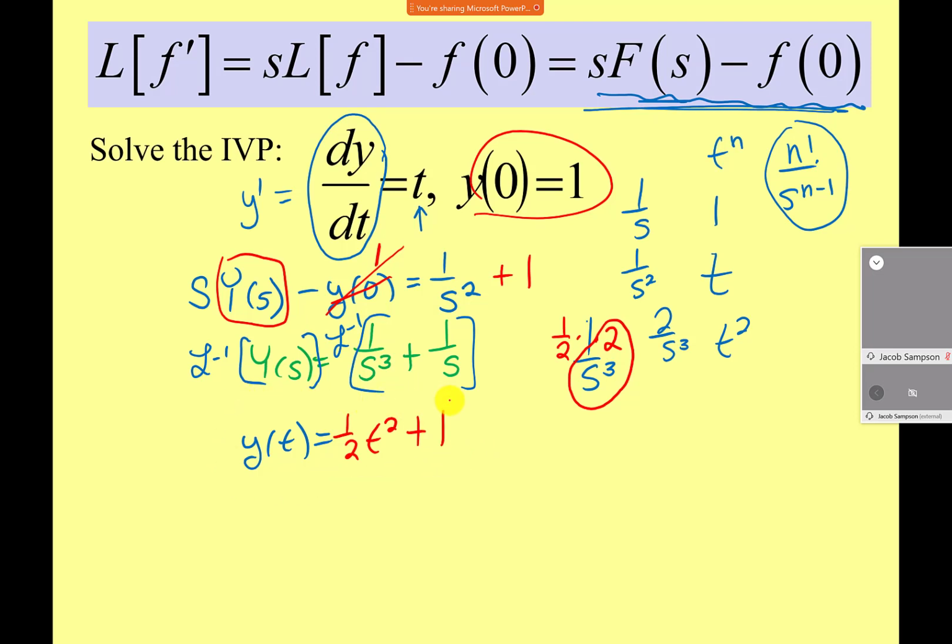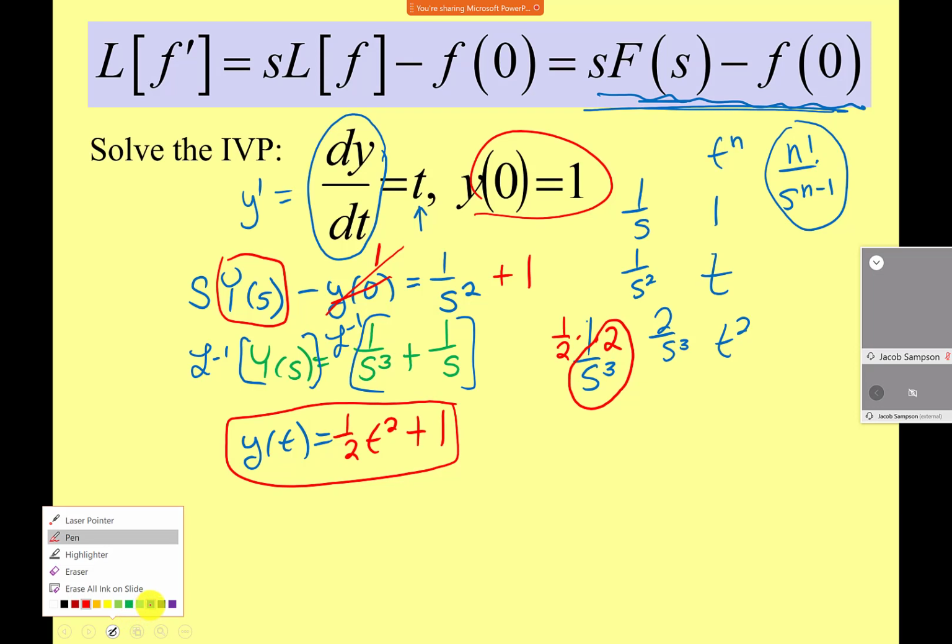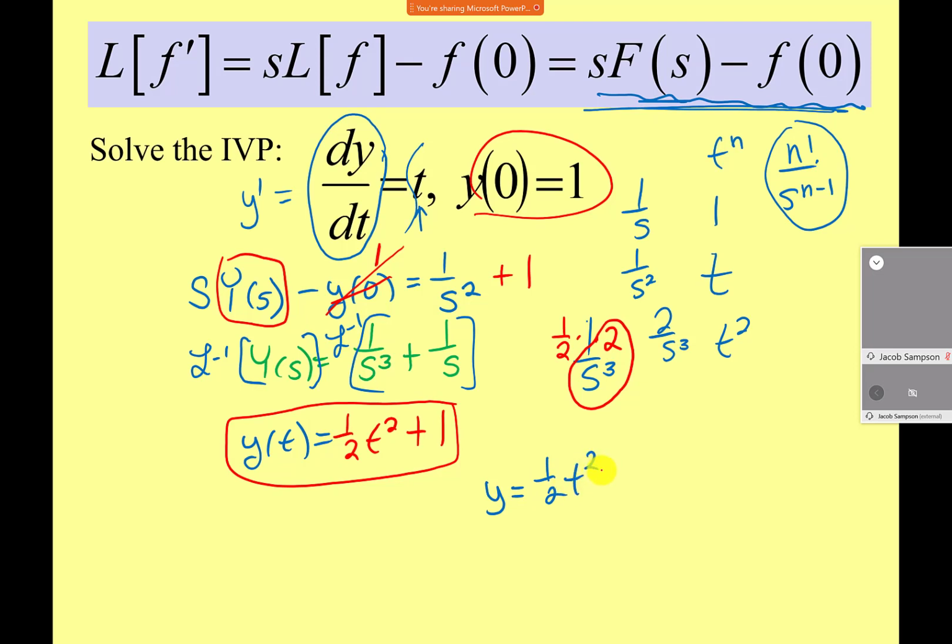And I did it the hard way as far as Laplace transform, when we could have just directly integrated it, but it was so we could, on an easy one, see the process. Let's go back and look at it. I could have just integrated both sides with respect to t, and so then I would have y equals 1/2 t squared plus c when I directly integrated, and then if I did y of 0, that would be c equals 1, and so there it is. So that's on an easy one, but we've got the process.